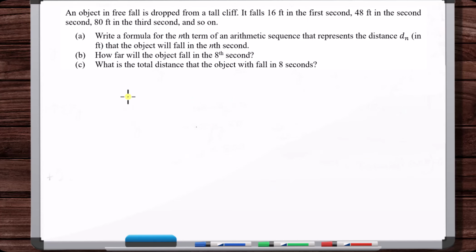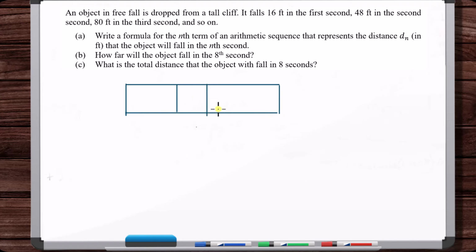Okay, an object in free fall is dropped from a tall cliff. It falls 16 feet in the first second, 48 feet in the second second, and 80 feet in the third second, and so on. Write a formula for the nth term of the arithmetic sequence that represents the distance d_n that the object will fall in the nth second. Okay, so let's make a table here. So this would be seconds, and this would be the distance.